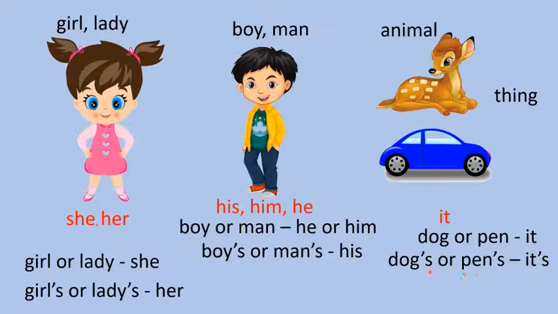For example, the dog's tail is long. So I say his tail is long because the dog is a masculine gender. If I use the word pen's, pen is a thing, the pen's cap is broken. So we say its cap is broken.